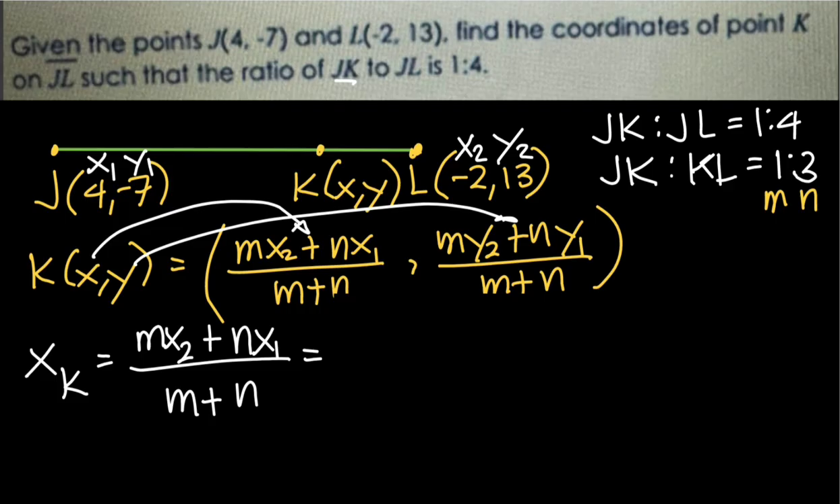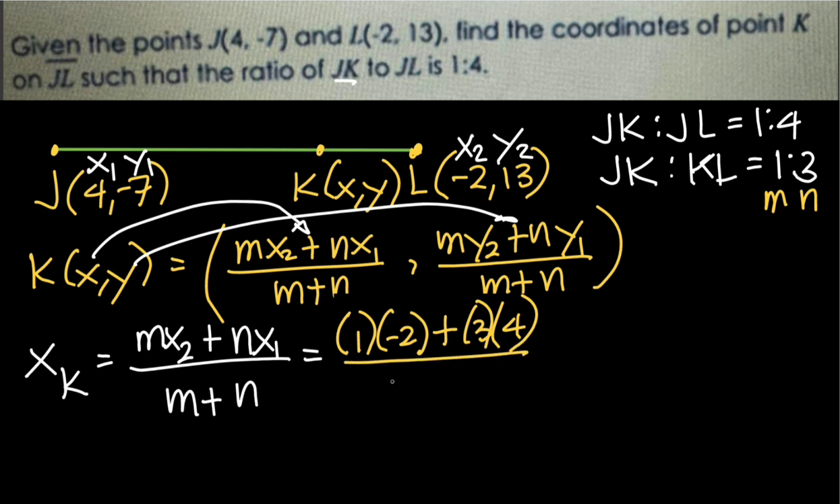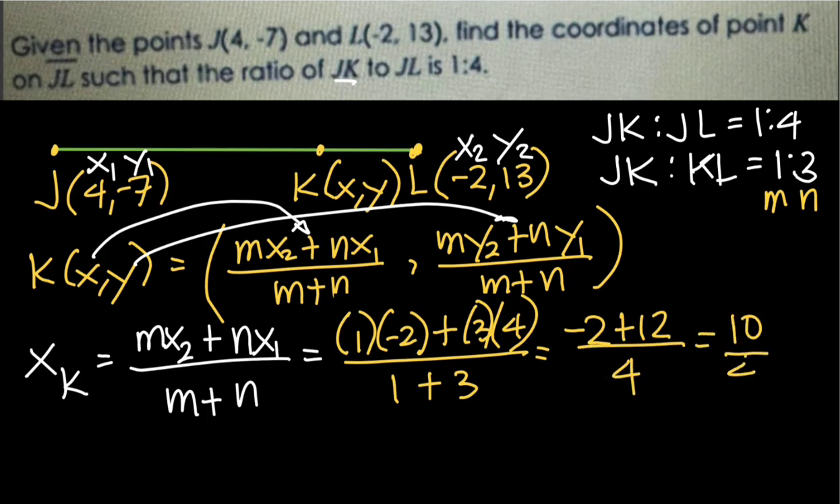And then we plug in everything. So m is 1 times x sub 2, -2, plus n, which is 3, times x sub 1, which is 4, over 1 plus 3. So this is negative 2 plus 12 over 4. So this is 10 over 4, which is just 5 over 2. So the x coordinate of point K is equal to 5 halves.